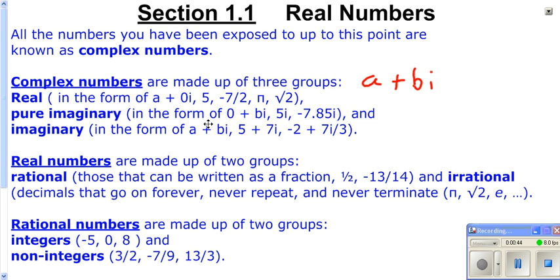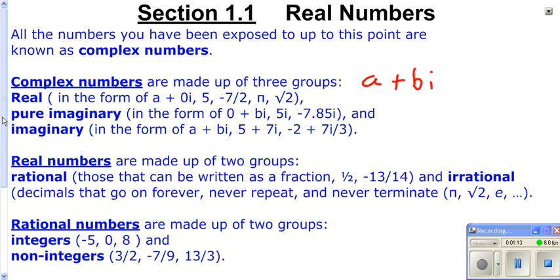So it would be like a 5, could be a fraction, could be pi, could be the square root of 2. Those are all examples of real numbers. Pure imaginary numbers only have an i, but nothing added to them. So like a 5i or a negative 7.85i. In general, imaginary numbers are just complex numbers where they have the real part and the i part, the imaginary part. They need to have both parts.